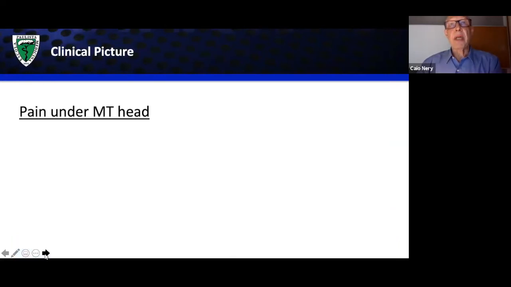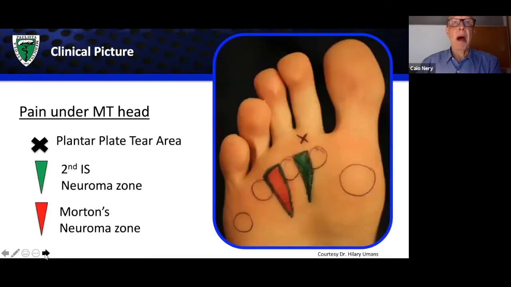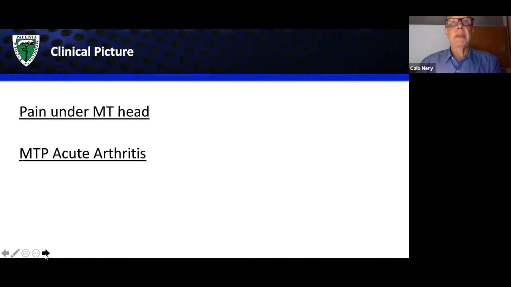The clinical picture starts with the onset of acute pain under the metatarsal head, usually the second, after a party or some high heel extravaganza. Typically, pain is concentrated in the distal lateral border of the metatarsal head, around the point marked with an X in this picture, which can cause some difficulty to differentiate from a second intermetatarsal space neuroma. Soon, acute inflammatory signs appear and a typical arthritis can be found.